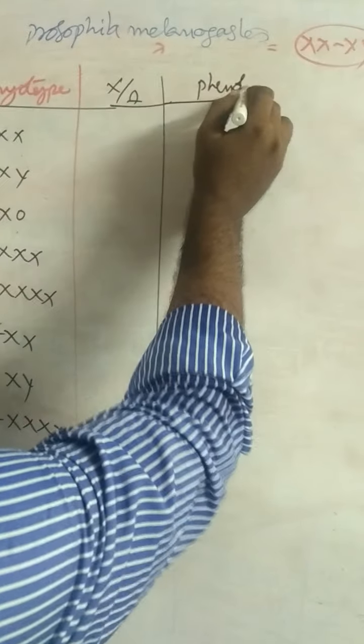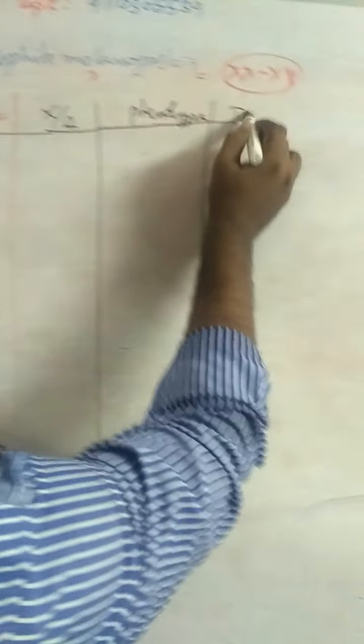And next one is phenotype. And last one is total number of chromosomes.